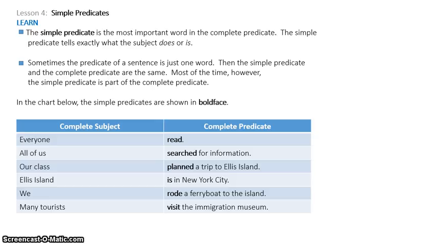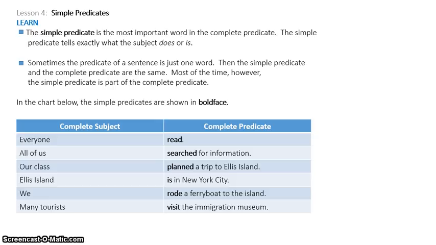So let's talk about simple predicates. The simple predicate is the most important word in the complete predicate. The simple predicate tells exactly what the subject does or is. Another word for simple predicate is verb. You are looking for the verb in that sentence. That's all predicate means, is verb.